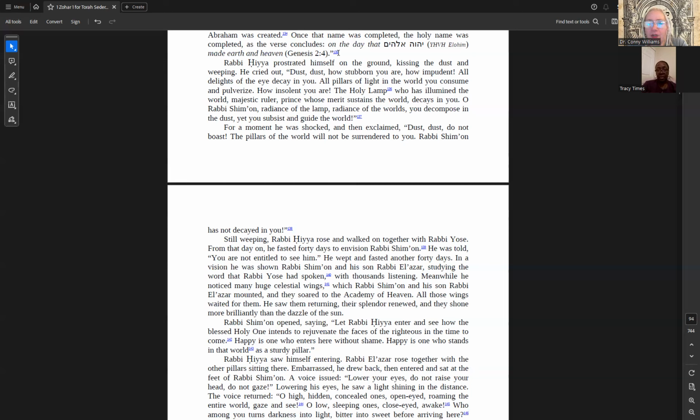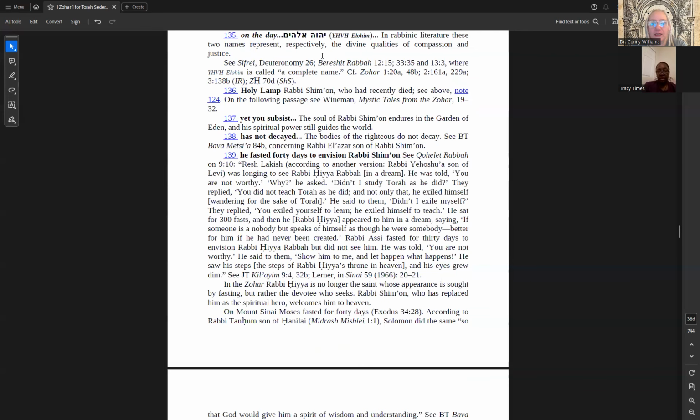Once that name was completed, the holy name was completed, as the verse concludes, "on the day that Yod-Heh-Vav-Heh Elohim made earth and heaven." That's out of Genesis 2:4. And the note says, in rabbinic literature, these two names represent respectively the divine qualities of compassion and justice. And we talked about that.